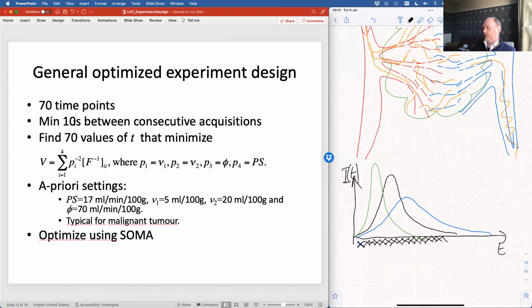So there's a standard NHS dynamic contrast enhanced CT protocol, which requires 70 images spread over the 15-20 minutes that the exam goes on for. And the question in experiment design then is, where should we put those? What time points should we place those 70 measurements that we have available?